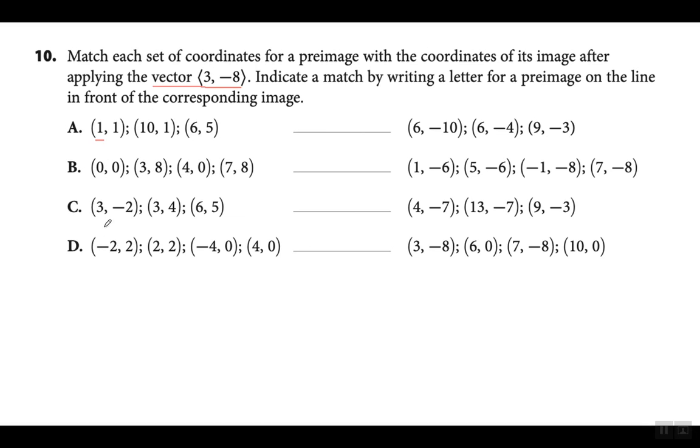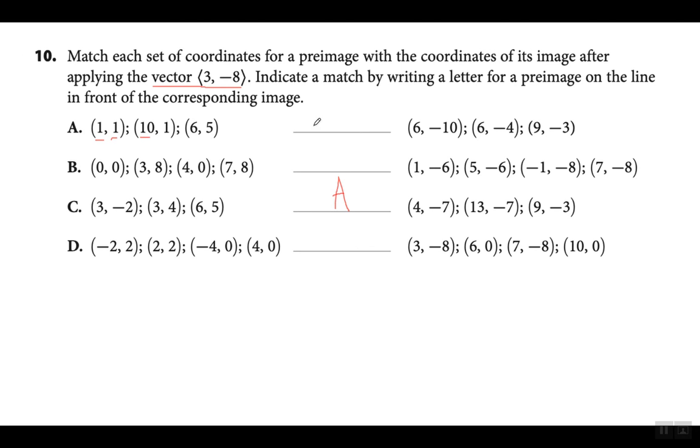Now look at the other ones. None of the other coordinates for the pre-image starts off with a 1. So that means I could just do that one and find my answer very quickly. 1 plus 3 is 4, so obviously it has to be this one right here, which has a 4. This is going to be A. Now if you're feeling unsure, let's confirm. The y-coordinate 1, I got to subtract 8 from it, which will give me -7. So that checks out.